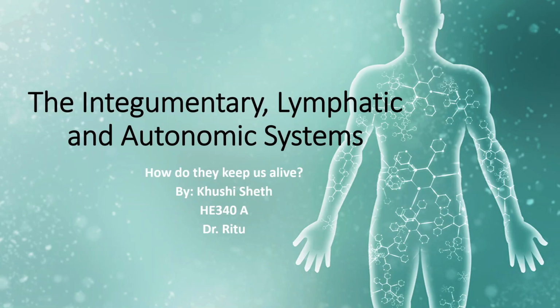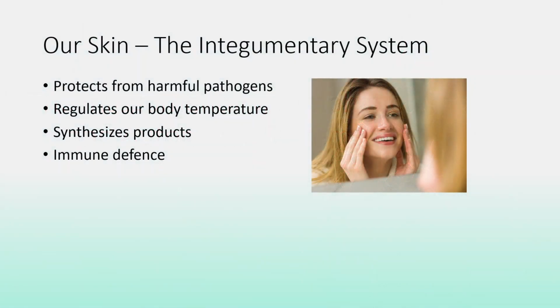Hello everyone, so today we'll be talking about the integumentary system, the lymphatic system, and the autonomic systems, and how they play a role to keep us alive. So let's start off with our skin, which is part of the integumentary system, along with our nails, our hair, and exocrine glands. But mainly our main focus is to speak about the skin today.